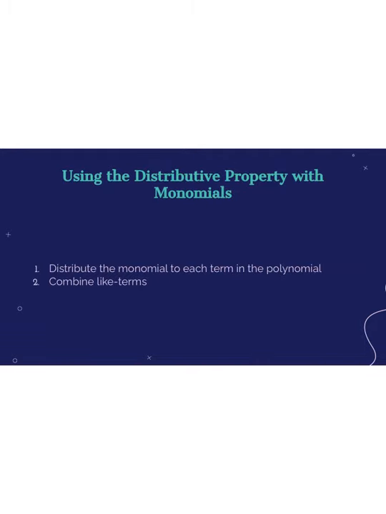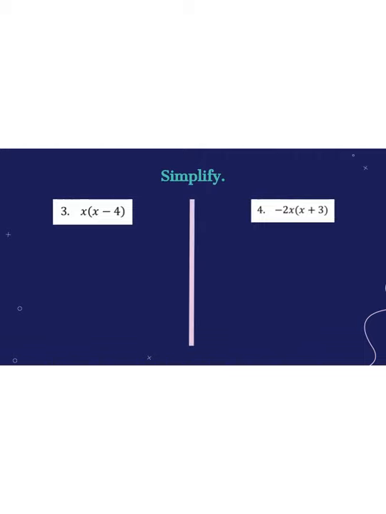So now we're going to be using the distributive property with monomials. Okay, so our first step is distribute the monomial to each term in the polynomial, and then you're going to combine the like terms. So let's go ahead and look at this first one. So remember, if there's no number in front of a letter, there's just the number 1. And anytime you multiply by the number 1, you get that same number. So we really have 1x times, or outside of, x minus 4. And there's that 1 in front of that x.